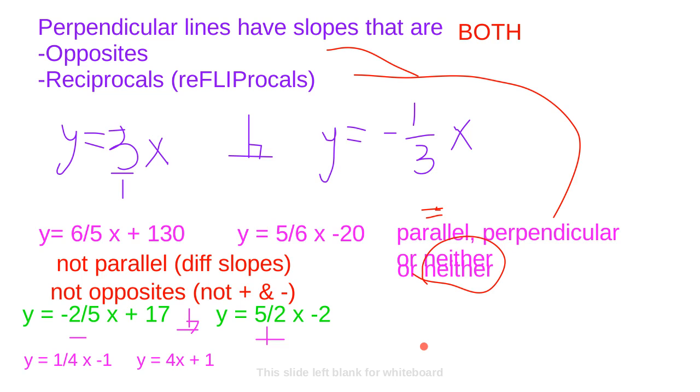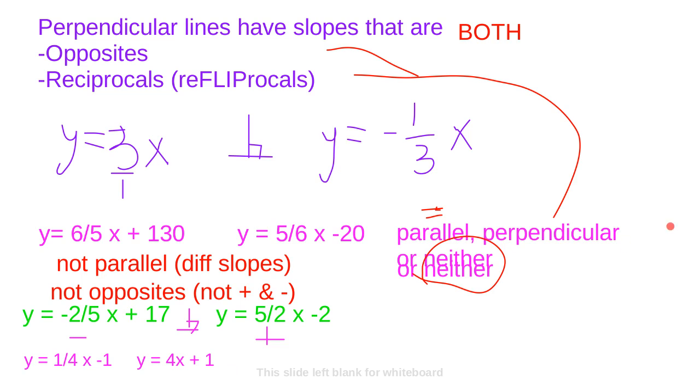Neither. Well, 1/4 is a lot smaller than 4. That is very true, but that doesn't have anything to do with what we're trying to figure out. You can tell that it would not be parallel, because they're not the same slope. In fact, 4 and 1/4, are those reciprocals of each other? Can you flip 4 and make it 1/4? Yeah, so they are reciprocals, but they're just not opposites. It's the same problem that we had with the first one. One of them needs to be negative.